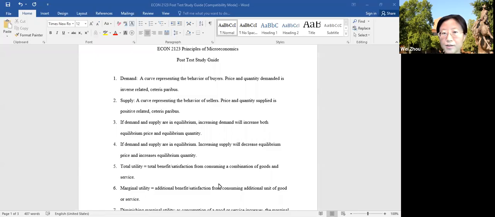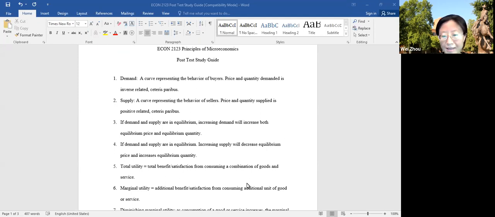Okay, so let's review the post-test for you. The post-test will cover most of the parts we discussed in macroeconomics, but it's not going to go very deep. It just touches the basic ideas, and hopefully you'll still remember them. It's not going to be really that hard. Okay, so let's take a look.